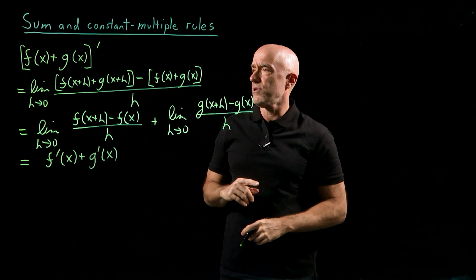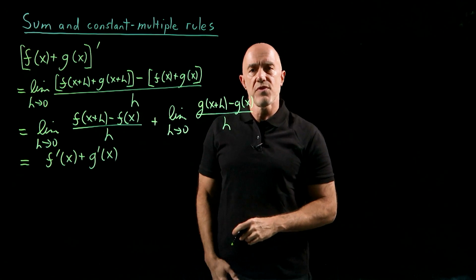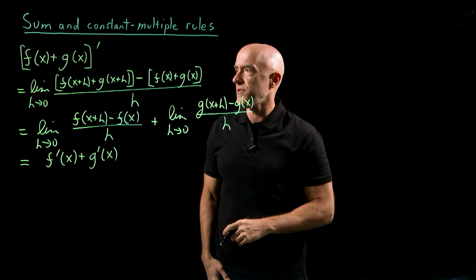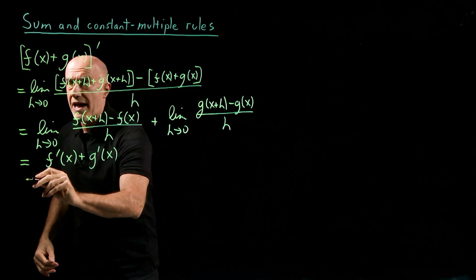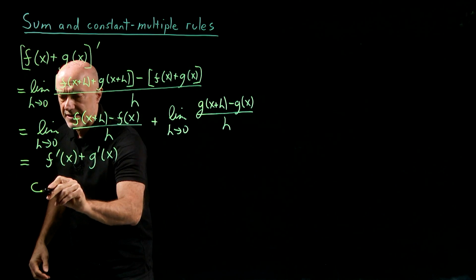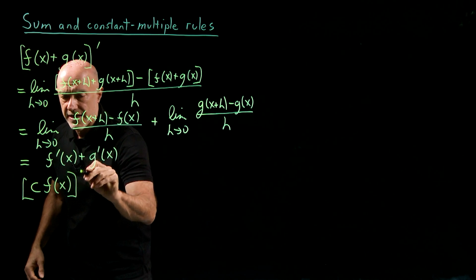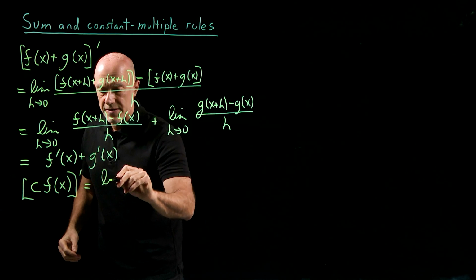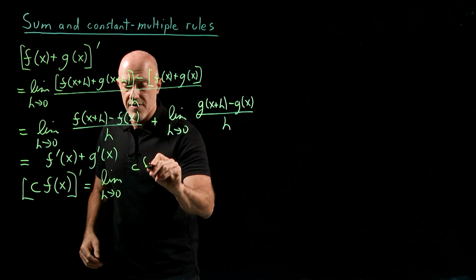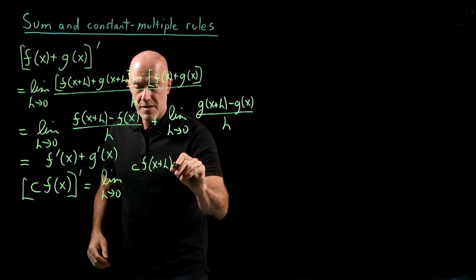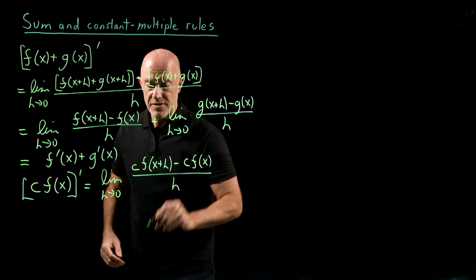So the sum rule is that the derivative of the sum is the sum of the derivatives. Okay, a very simple rule. The constant multiple rule says, what happens if we take the derivative of a constant times f of x? So we take this derivative. If we use the definition, this is the limit as h goes to 0 of c of f of x plus h minus c of f of x divided by h.